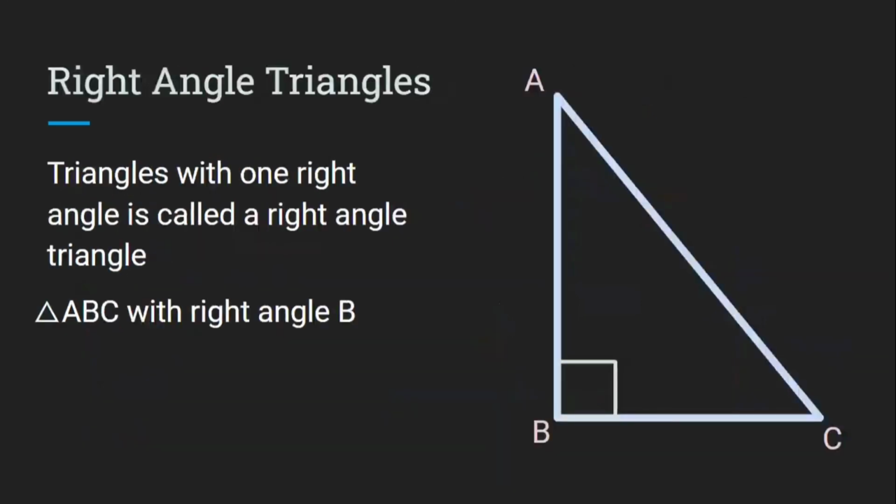Right angle triangles. Triangles with one right angle are called right angle triangles. Here we have a diagram of triangle ABC with right angle B. The segment opposite to the right angle is called the hypotenuse. We have segment AC as the hypotenuse and segments AB and BC as the legs.